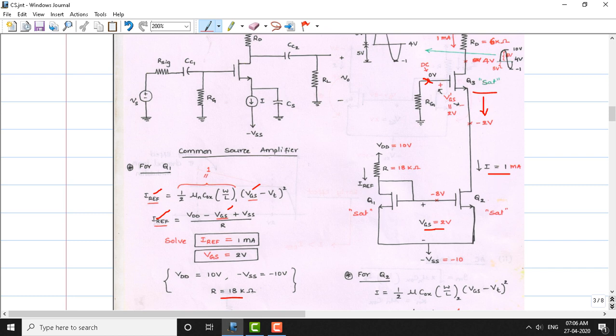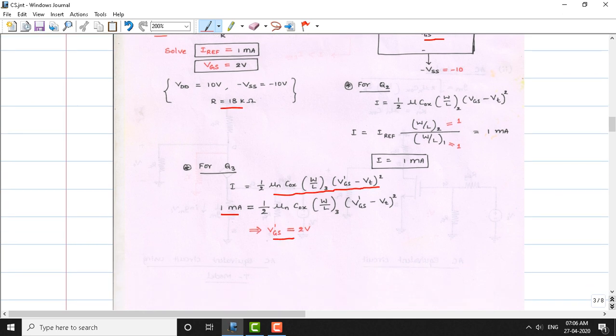So the gate source voltage is 2 volts, and we know this gate terminal is grounded, so there is 0 volts here. We know that VGS is equal to VG minus VS. VGS is known, VG is also known, and from that we can calculate VS. From this we can estimate that VS is going to be minus 2 volts here.